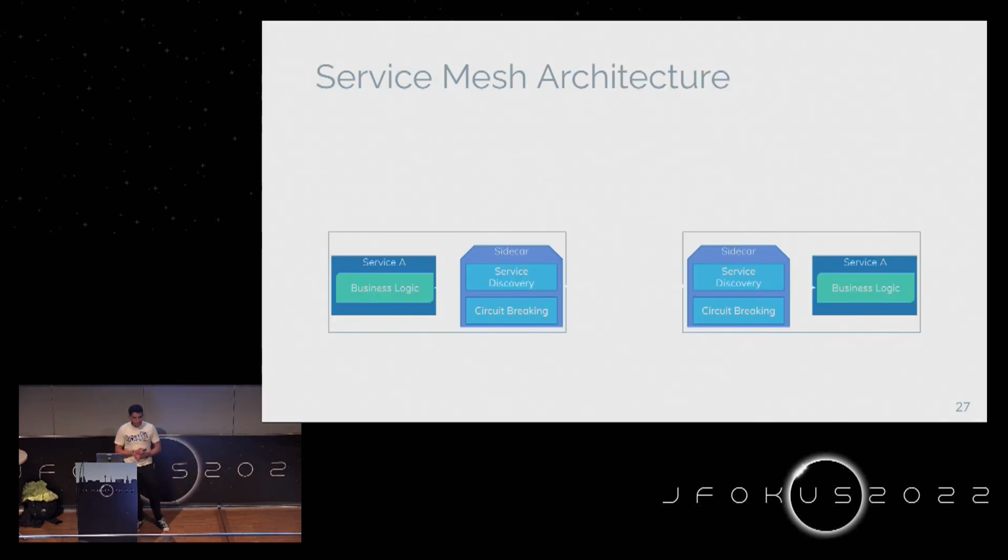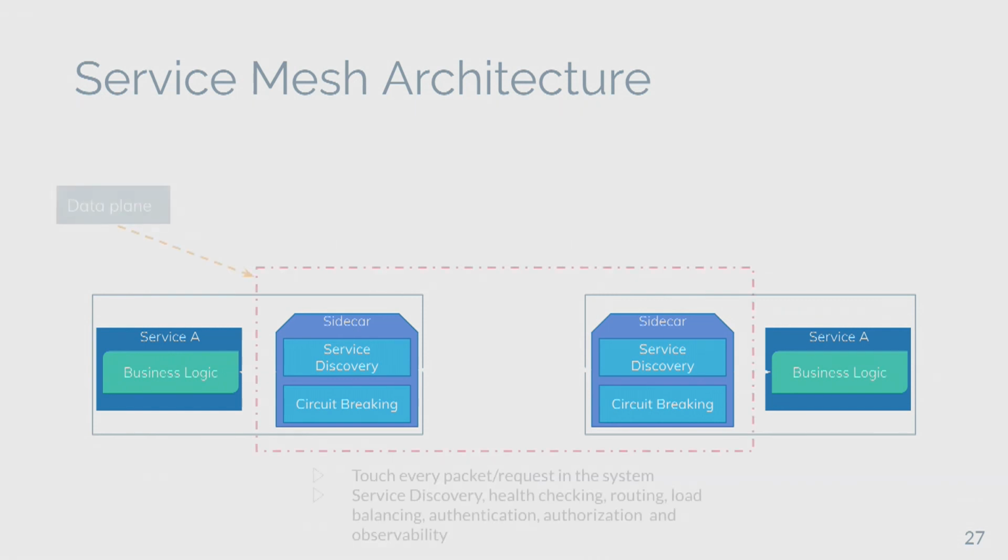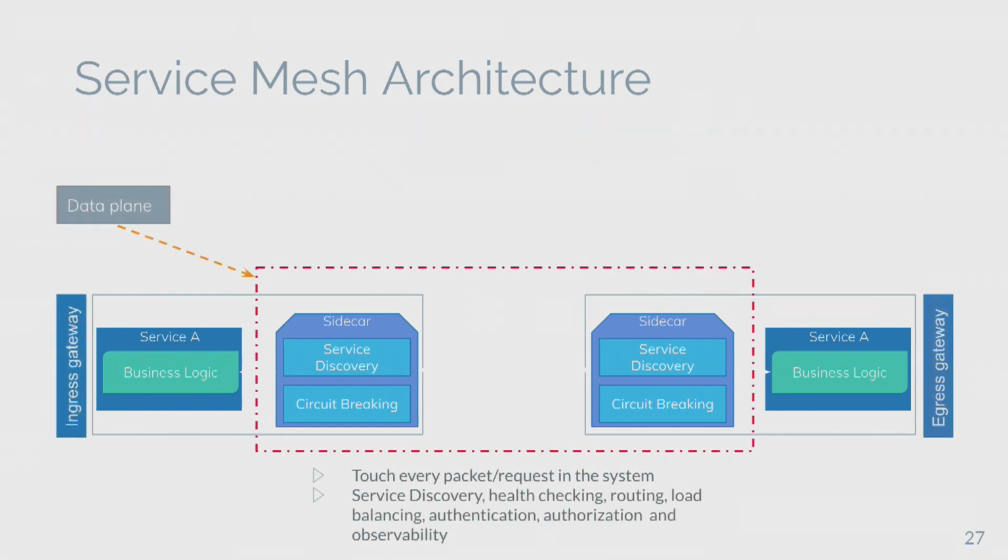And a typical service mesh architecture would include two parts. What we call the data plane: the data plane are basically the proxies and the sidecars, and they manage the traffic either entering or leaving your cluster. So they're managing intra-cluster communication, as well as the ingress and egress gateways, which is the traffic entering your cluster and the traffic leaving your cluster.